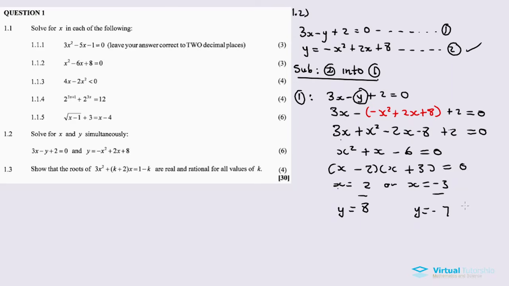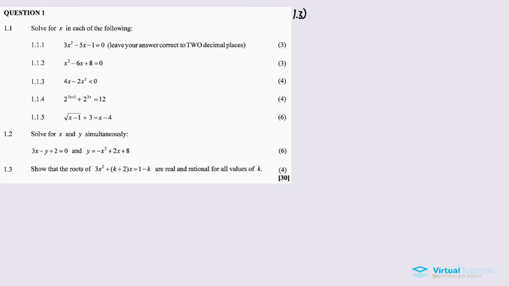So 1.3, the last question: show that the roots of 3x squared plus (k plus 2)x equals 1 minus k are real and rational for all values of k. Okay, 1.3 is about the nature of the roots. We need to show that the roots are real and rational for all values of k.